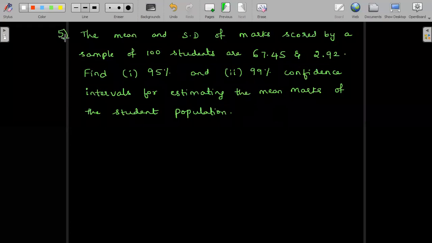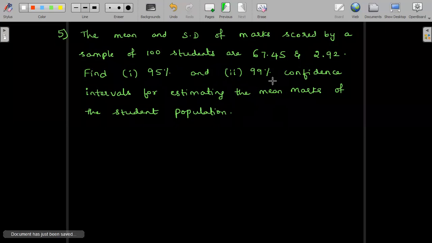Now we'll discuss one last problem. The mean and standard deviation of marks scored by a sample of 100 students. So sample size is 100. The mean and standard deviation of the sample are respectively 67.45 and 2.92. We need to obtain the confidence intervals at 5% level of significance and 1% level of significance. So we are asked to find 95% and 99% confidence intervals for estimating the mean marks of the student population. We are asked to find only the confidence intervals.